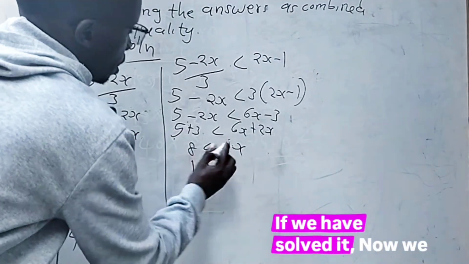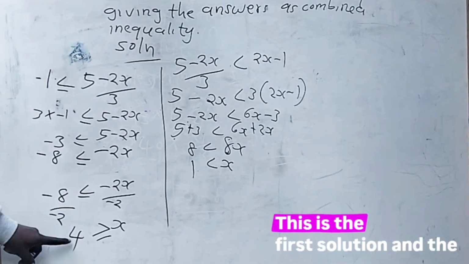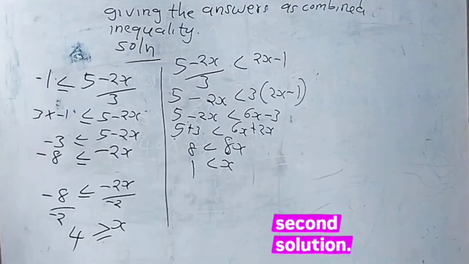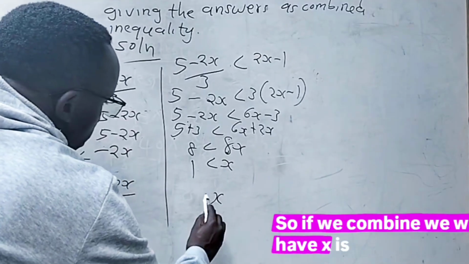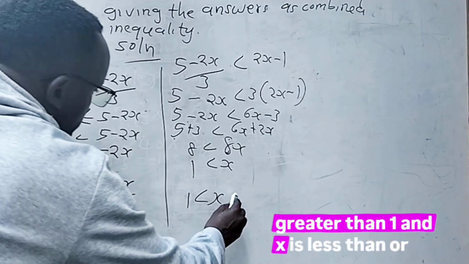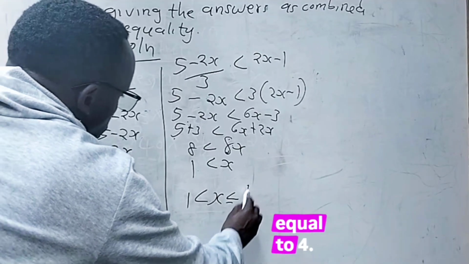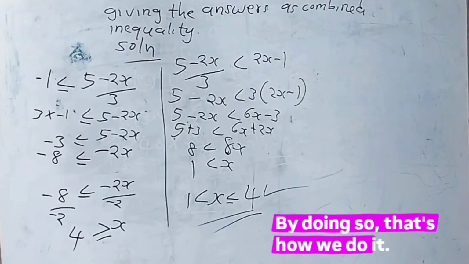Now we combine. This is the first solution and the second solution. We combine them. So if we combine, we will have x is greater than 1 and x is less than or equal to 4. By doing so, that's how we do it.